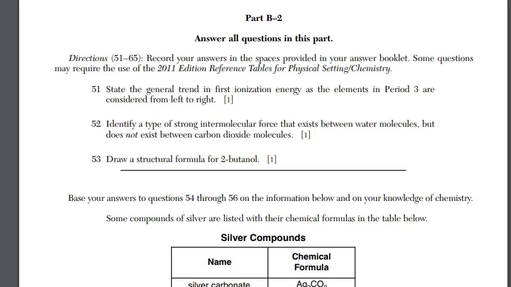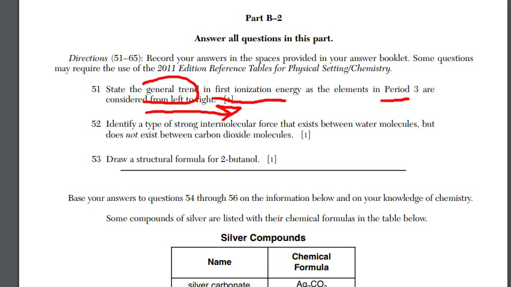Okay, so what happens here, of course, is you're going to have an answer booklet and you're going to write your answers in the booklet. I'm just going to go from the test because it's easier to do it this way than to flip back and forth. So in question 51, it says to state the general trend. So general trend, we're looking for first ionization energy as the elements in period 3 are considered from left to right. Okay, so hopefully you remember what first ionization energy is, and you really don't need to know the definition here. You need to remember either the trend itself or to look it up on reference table S.